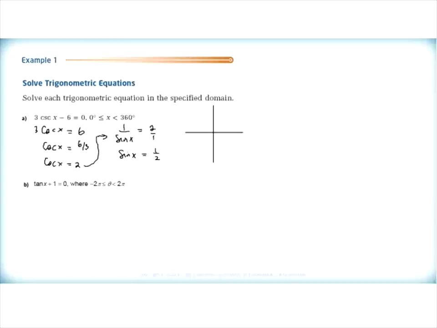We need to remember that sine is positive 1/2 in 2 places. Sine is positive in quadrant 1 and also in quadrant 2. So sine is 1/2 at the point in the second quadrant. If the point is negative √3 over 2, 1/2, you should recognize that point has a reference angle of 30 degrees. In both cases here, the reference angle is 30.